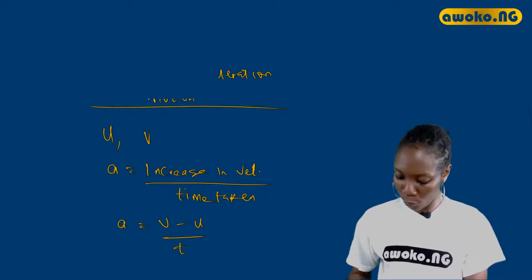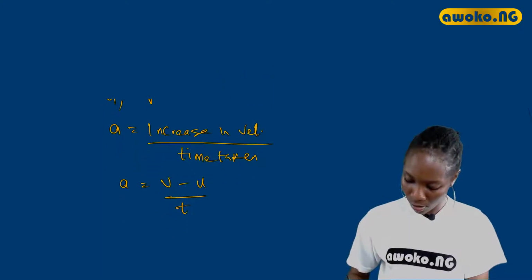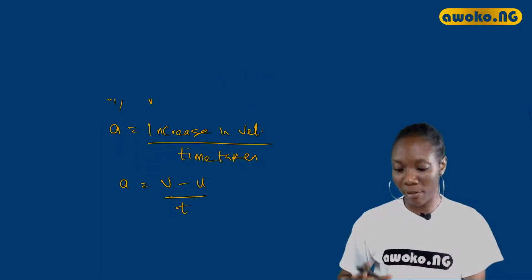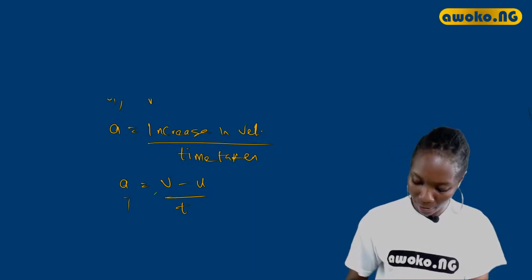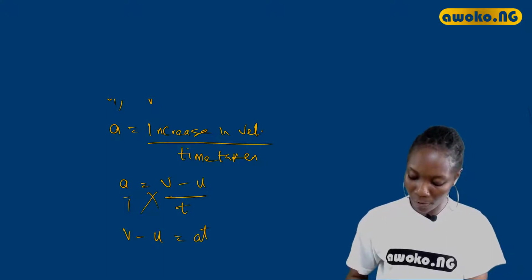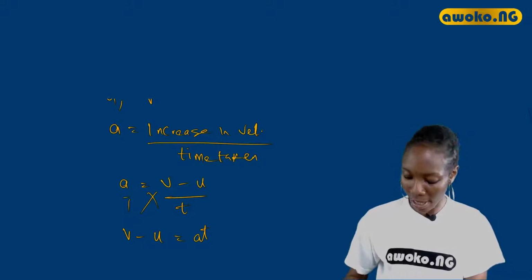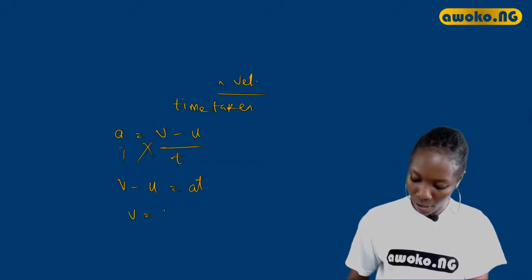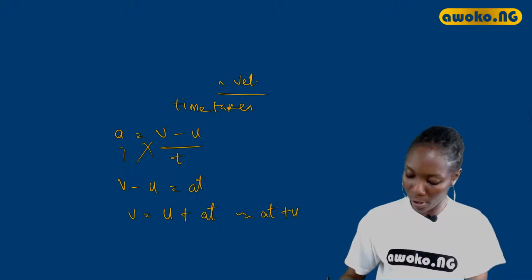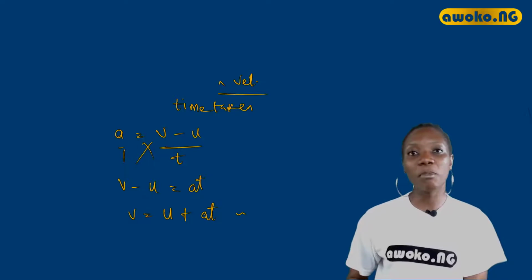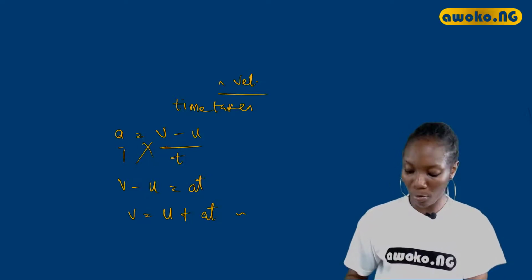Okay, so if you do this, say we want to find the final velocity v from this formula, we can cross multiply, right? We have v minus u equals at. Now if you take minus u over to the other side, you get v equals, let's say, u plus at. You can either write it as at plus u, it's still the same thing, okay? So we've been able to form a relation from constant acceleration. So let's call this equation 1.